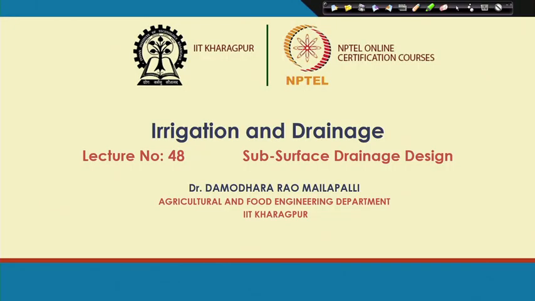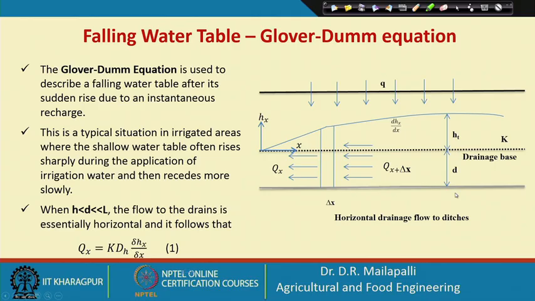Hi, this is lecture number 48 on subsurface drainage design. In this lecture we will mainly be working on unsteady state flow to drains. In the previous lecture we were talking about steady state conditions, now unsteady state conditions. So, let us see the unsteady state conditions, for example, the falling water table.